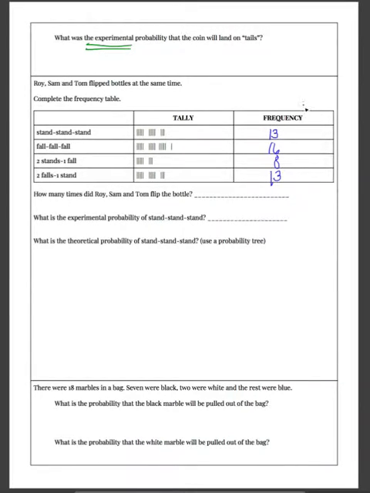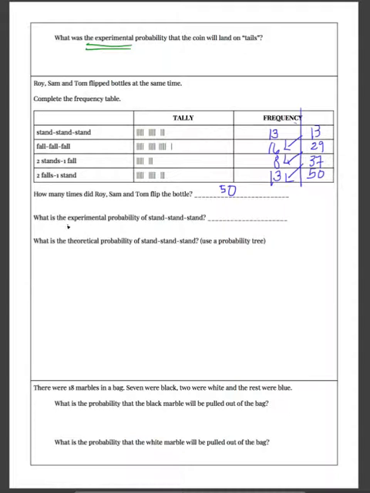So let's look for the cumulative frequency. Cumulative frequency is just counting the total. So the first is 13. 13 plus 16 is 29. 29 plus 8 is 37. 37 plus 13 is 50. So how many times did they flip the bottle? They flipped the bottle 50 times.